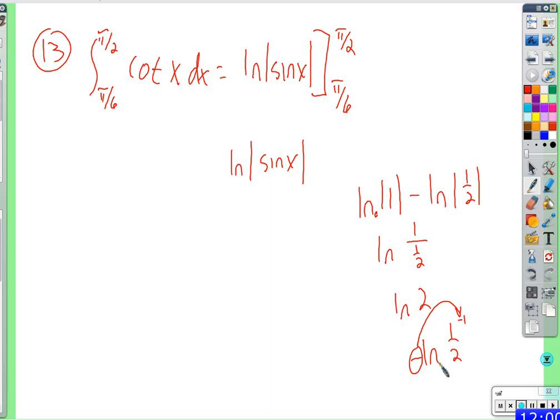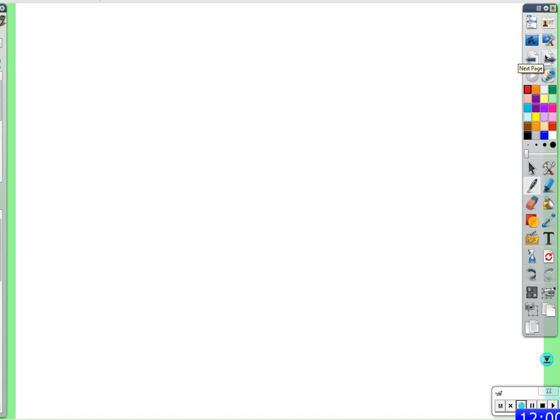Alright, so that wasn't so bad. We just needed to know what the antiderivative of cotangent was. And then, is the antiderivative of the tangent just the natural log of the cosine? No, negative natural log of the cosine. Is it the natural log of the secant? The antiderivative of the tangent? Negative natural log of the cosine.